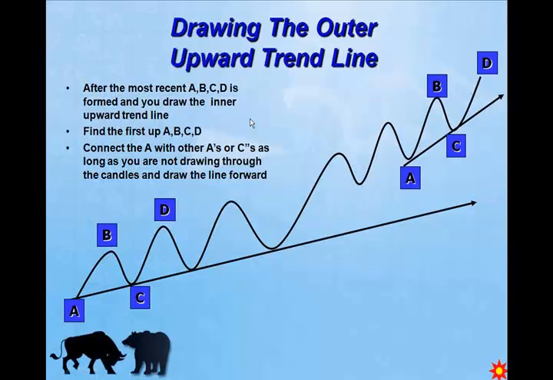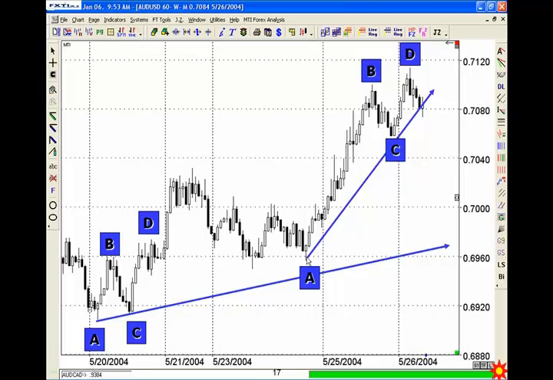Now, to find the outer trend line, we go to the left hand of the screen and we find the first A, B, C, D that we see. So here was the first A, B, C, D, and we connect the A's with the C's. So in the same chart, this was with the inner trend line, A, B, C, D. So we draw our inner trend line. And then we go to the left-hand side of the screen, and look how we had our first A, B, C, D. And I connect the A with the C, and we extend it to the future. So here we're in a clear uptrend.